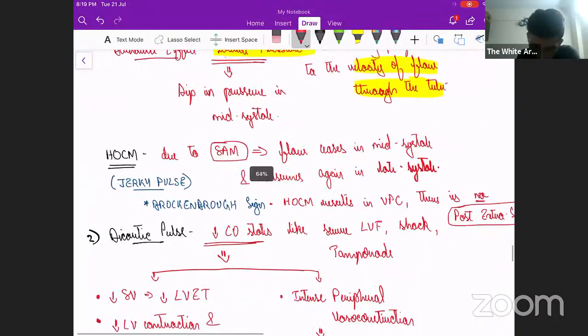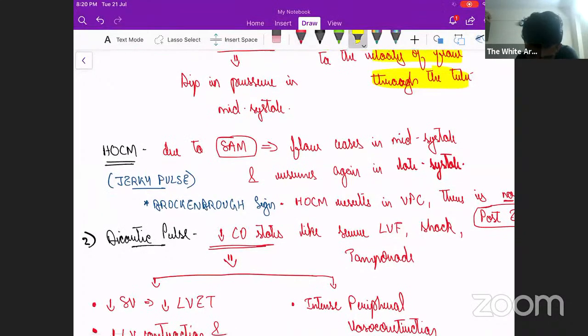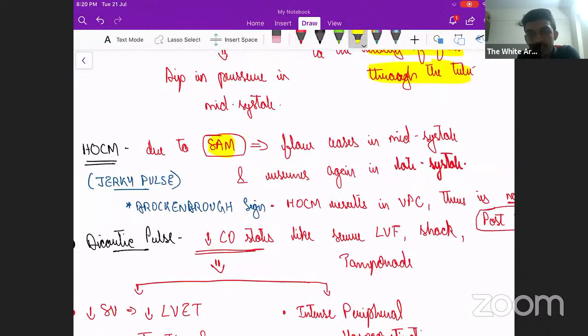The reason why bisferiens happens is different, that is why there is a difference in the nature of the wave. In HOCM, due to systolic anterior movement of the mitral leaflet in the mid systole, there is suddenly an obstruction to the blood. This leads to a sudden dip in the pressure, followed by resumption of activity in the late systole.